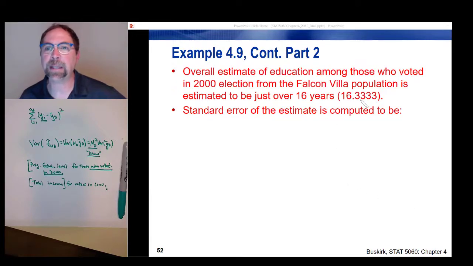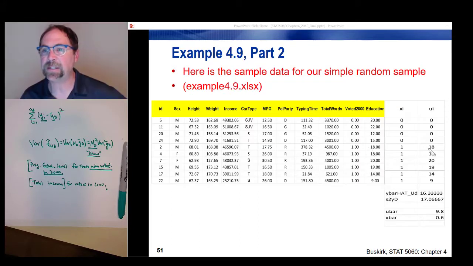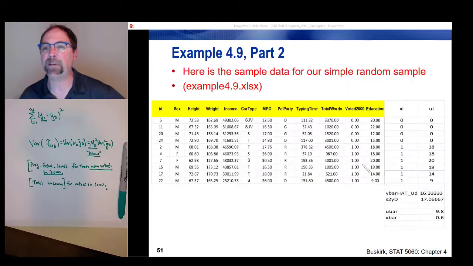Now, we've calculated this. The standard error of the estimate is going to use this formula. We already saw this s squared yd, which is just the sample variance of these non-zero numbers in the u column. So let's fill in some gaps here. We took a sample of size 10. There were 24 members in the population. There are 6 people in our subdomain out of the 10 that we sampled. We can see that very quickly by counting up the x's that are actually 1.